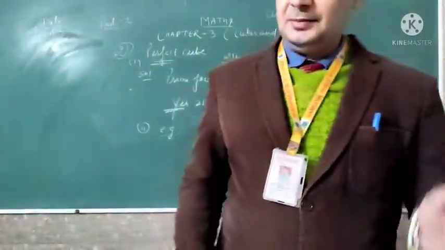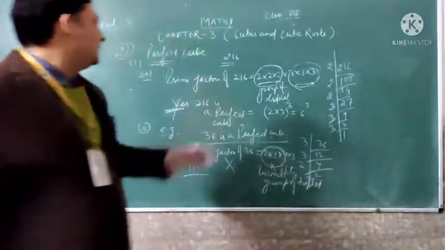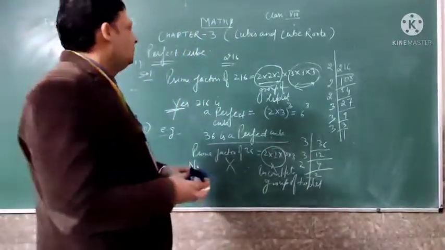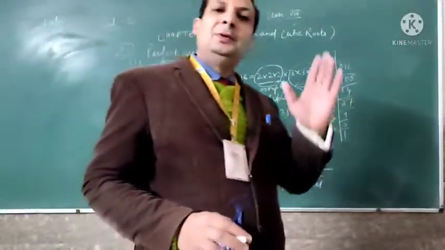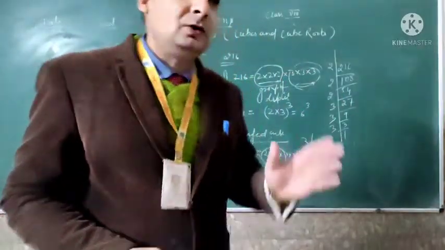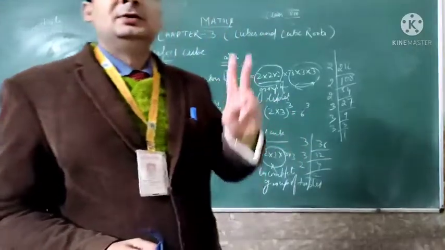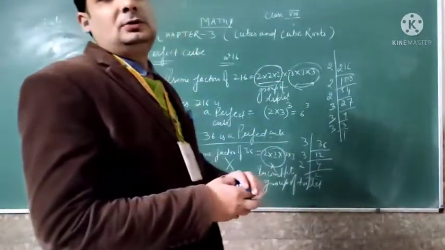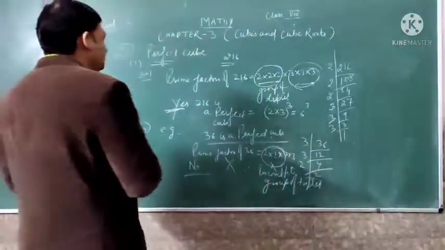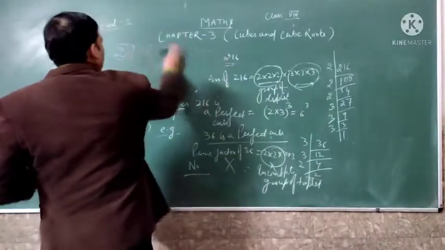So dear student, this is the method to find which numbers are perfect cubes. Perfect cube means whenever we find the prime factors and those factors give groups of 3 same numbers, that is called a perfect cube number. Now we will take the next topic.